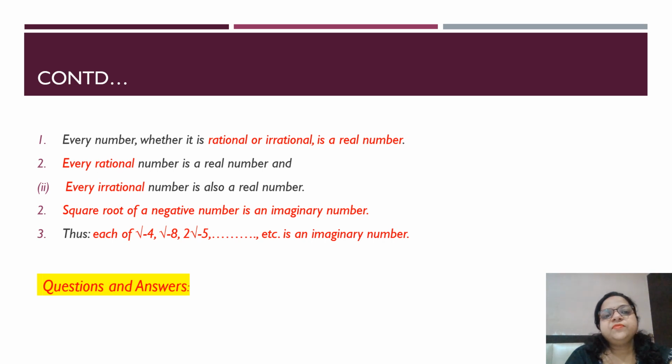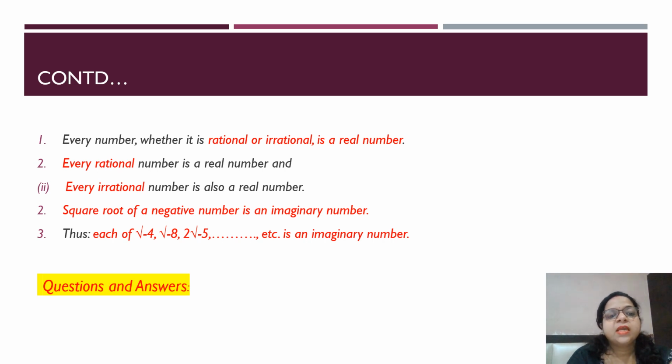So continuing from the previous slide, children, every number, whether it is rational or irrational, we have defined rational numbers as the numbers which can be expressed in the form of p by q where q is not equal to 0. Those numbers are rational and all other numbers which are real but not rational are irrational. Every rational number is a real number and every irrational number is also a real number.